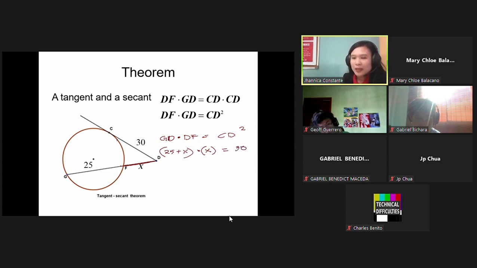So 25 plus X, we cannot add it, so we're going to multiply X to the quantity inside of the parentheses. So 25 times X is equal to 25X. X times X is equal to X squared.